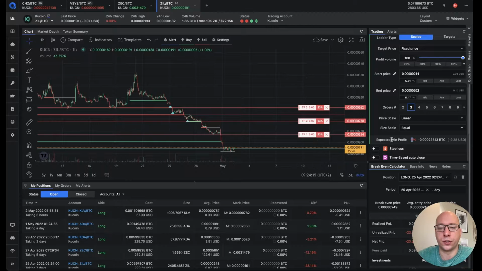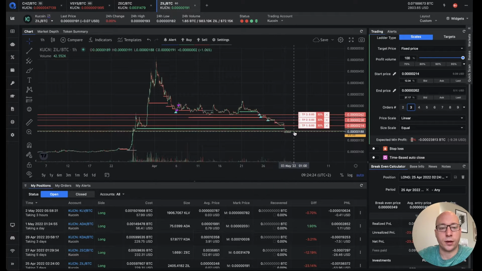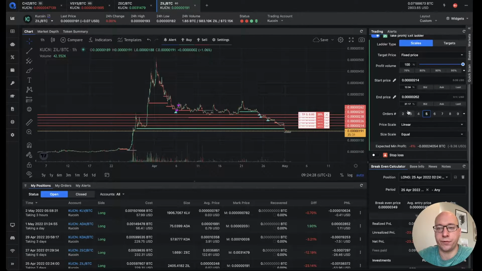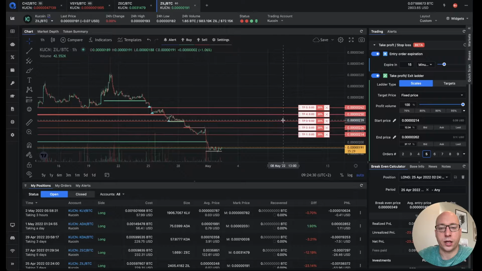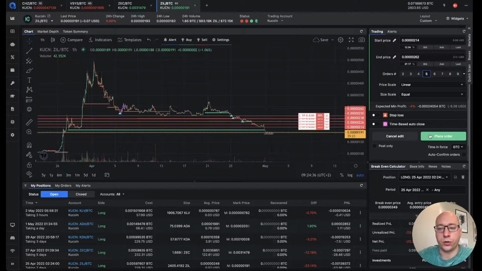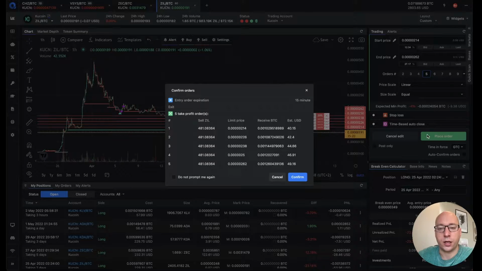So we can just make sure that we can get some funds back to do some trading with. And actually, to spread it out a little bit more, we can set it to 5. And then we have 5 layers of 20% of the volume, which would be good. And then we place the order.